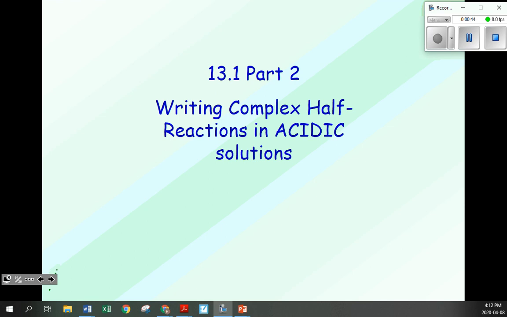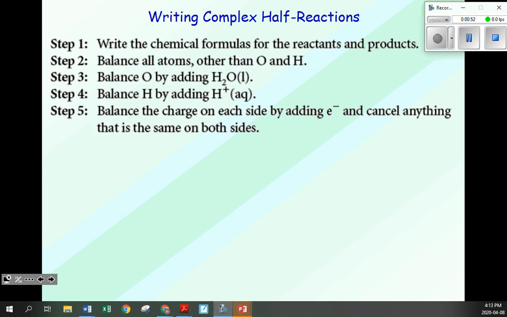So let's take a look at what that entails. It's basically 5 steps. The steps don't change. They're always the same. Unfortunately, you do have to memorize them, but they're kind of easy to memorize because it feels like the right thing to do. It's just a totally different way of balancing an equation. Good times, hey? So number 1, write the chemical formulas for the reactants and the products.